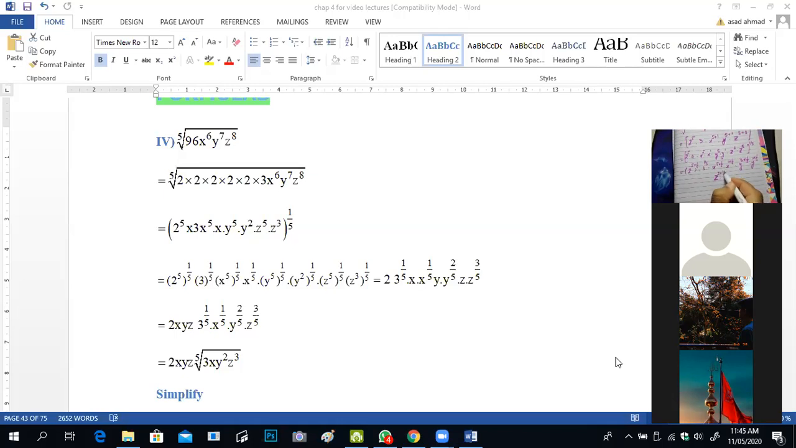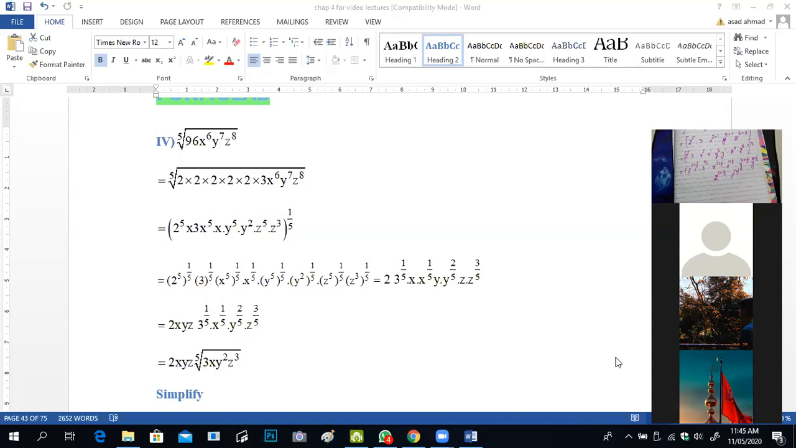Sir, won't this y be raised to power 2? Y raised to power 2 times, yes, it will be 2 times 1 by 5. Z raised to power 3 times 1 by 5, and z raised to power 5 times 1 by 5.